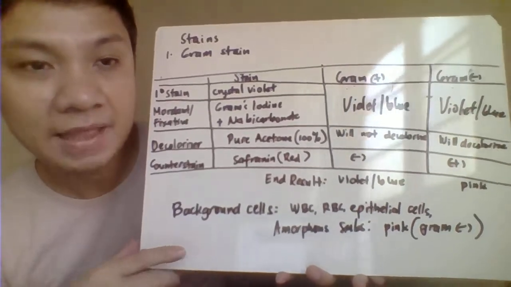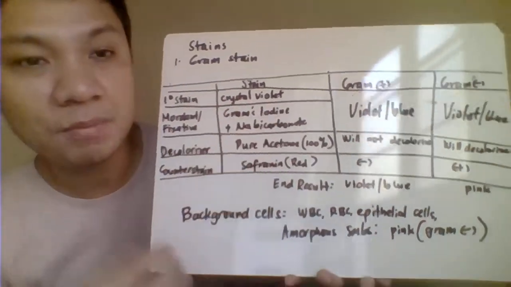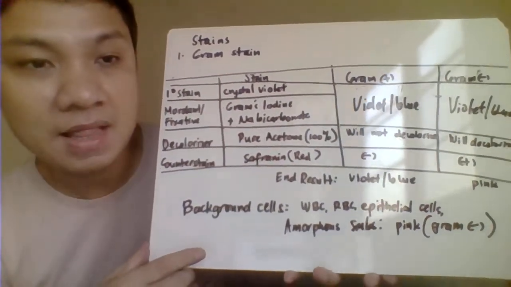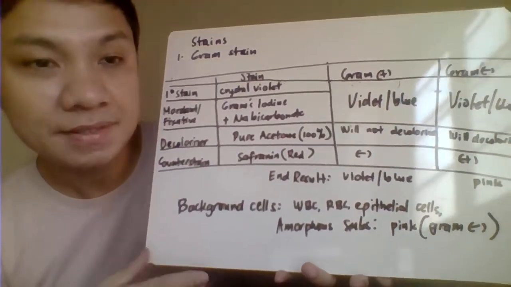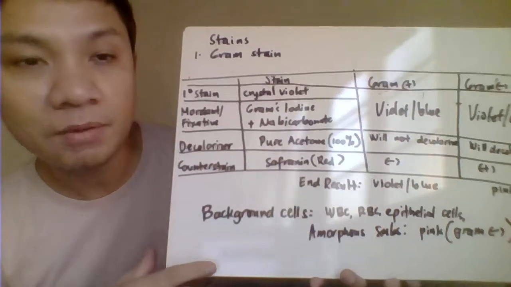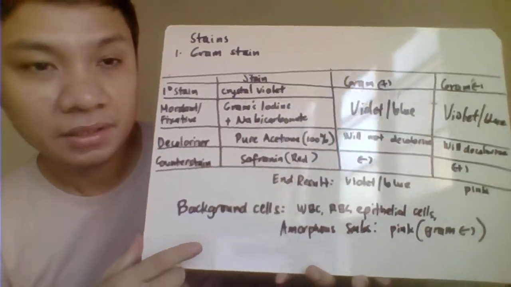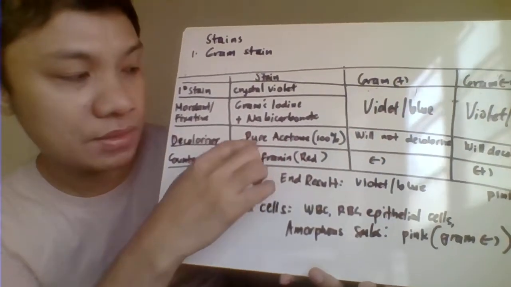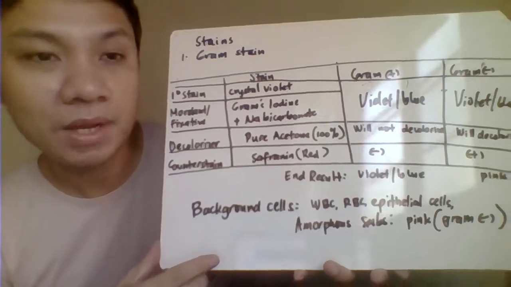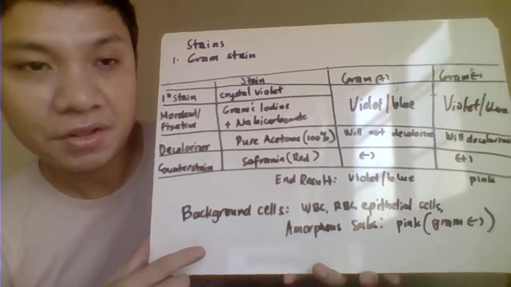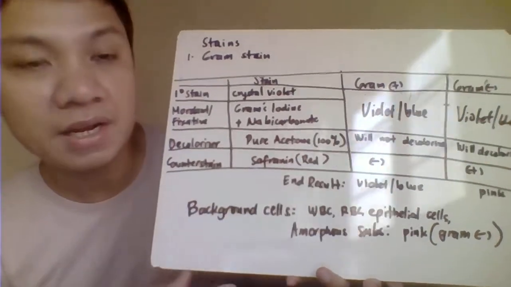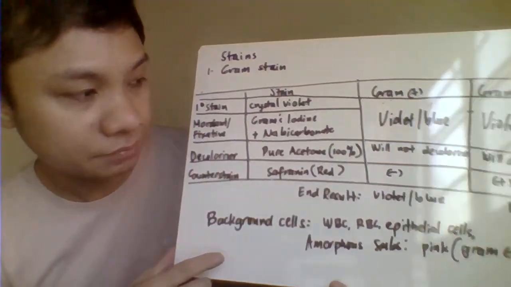Your mordant helps your primary stain to be taken up by the cell membrane of your bacteria, para kumapit ang stain natin. Then we have your decolorizer. For the decolorizer, we use pure acetone, that's 100% acetone. And the counterstain used for your Gram stain is safranin, which is red in color.